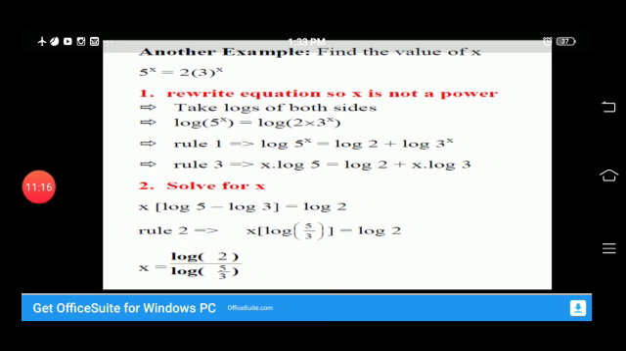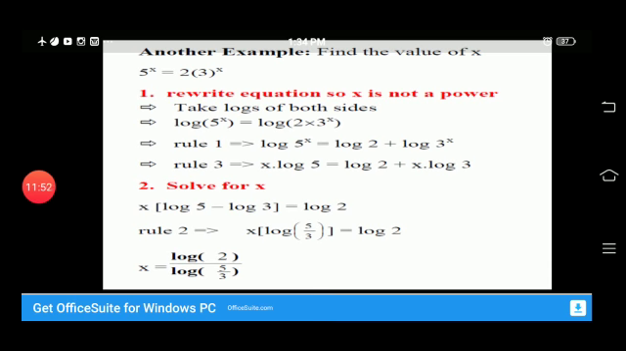Log of 5^x is equal to log of 2 multiplied by 3 raised to power x. By rule 1, what will happen? Log of 5^x is equal to log of 2 plus log of 3 raised to power x. What we have done in rule 1, if two quantities are multiplying, then it would appear as plus. And rule number 3 says that the power will be multiplied with the log. So according to rule number 3, x multiplied by log of 5 is equal to log of 2 plus x into log of 3.